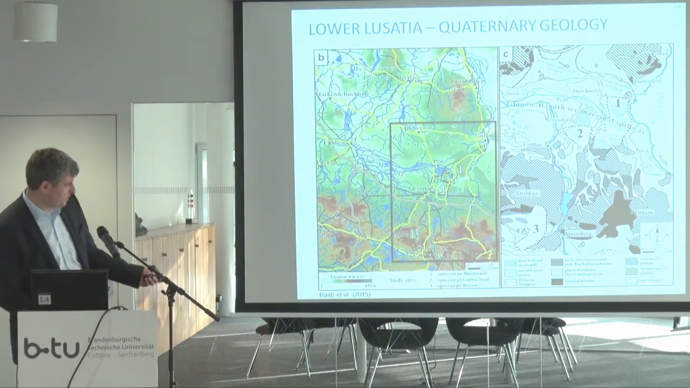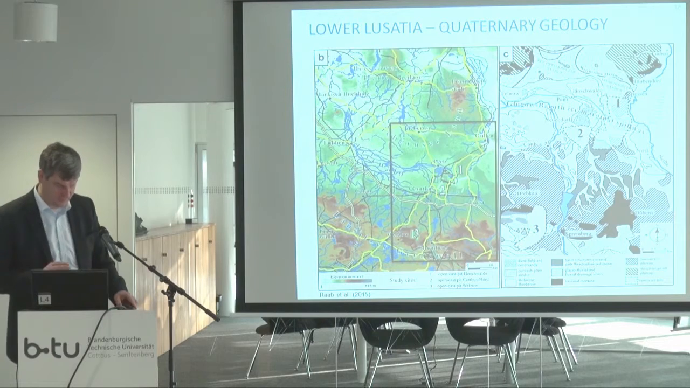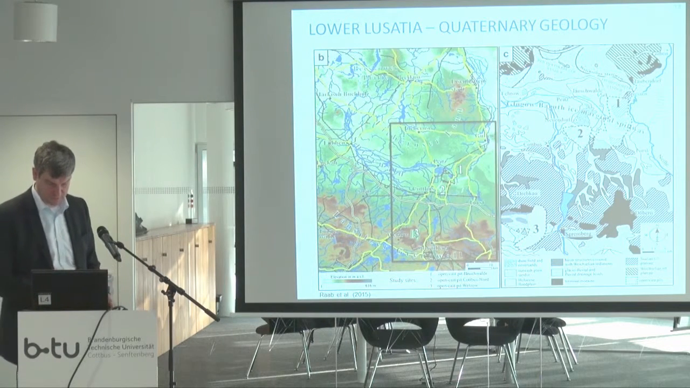This is a detail of the area here. You see Cottbus. Northeast is Jänschwalde, the lignite mine. The Spreewald again. The southern part, Welzow, that's the other lignite mine. And if we zoom in, you see different aspects of the geomorphology. It's not so important here.